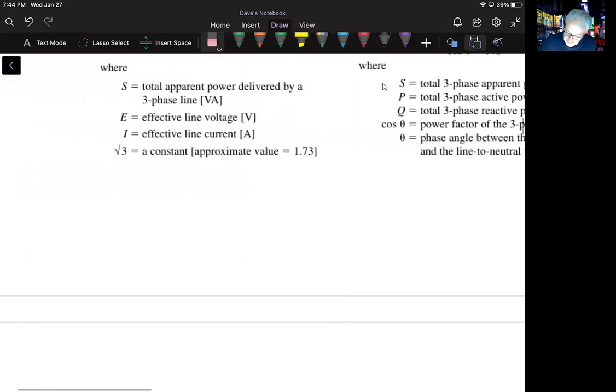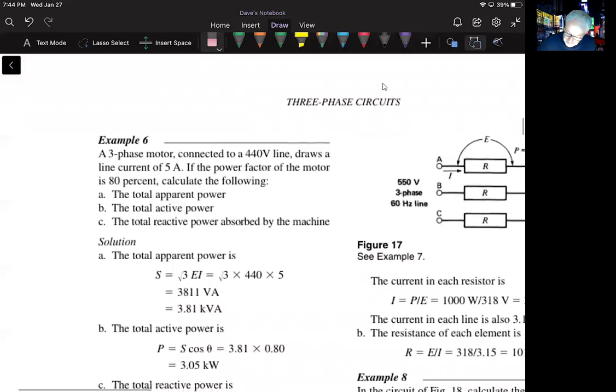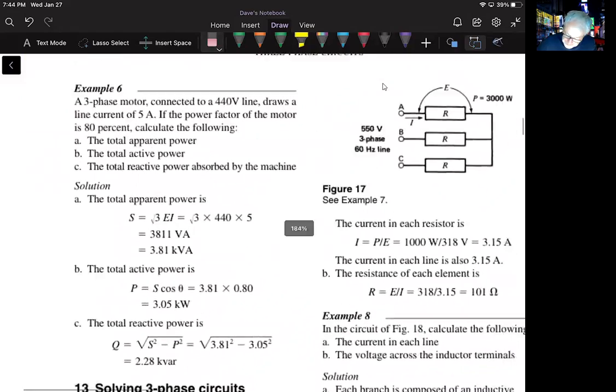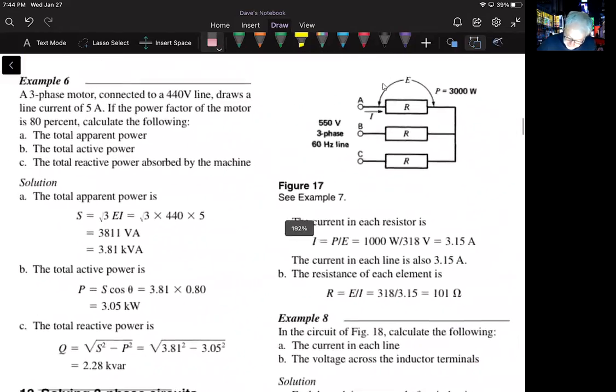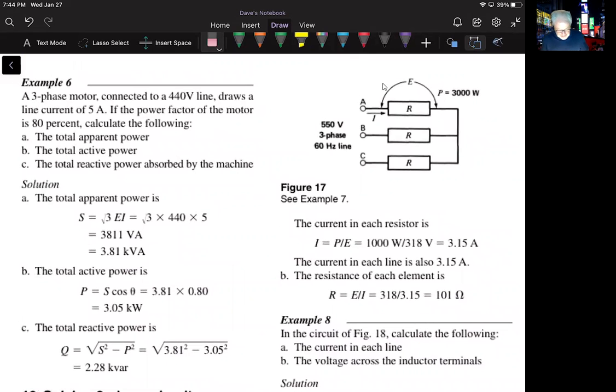Okay, so now as we look at that, we go over to example 8.6. It walks us through a problem that we can work, and we'll work through this together. And that's all there is to this particular section. It's so easy because we're just going to borrow this equation that we had from the earlier section: apparent power is equal to the square root of 3 times the effective line voltage times the effective line current.